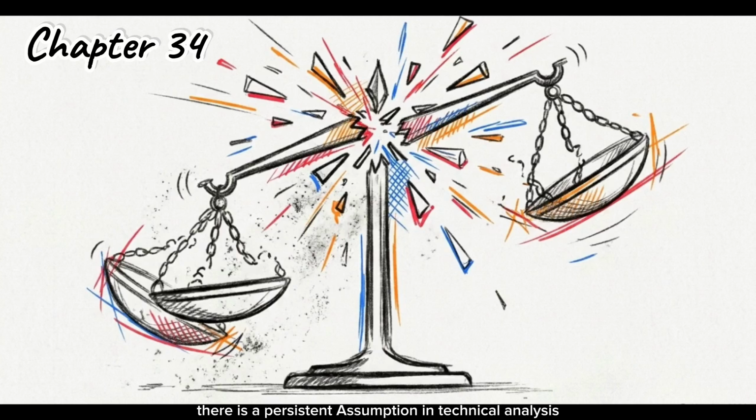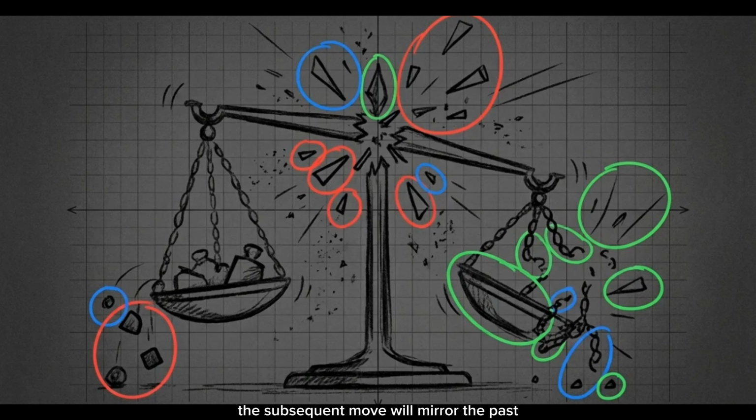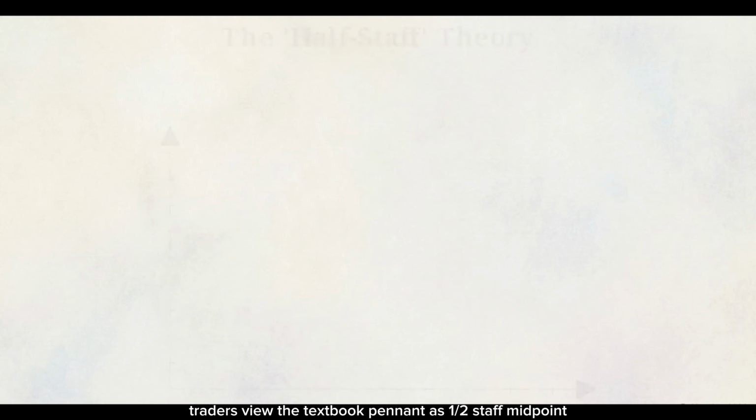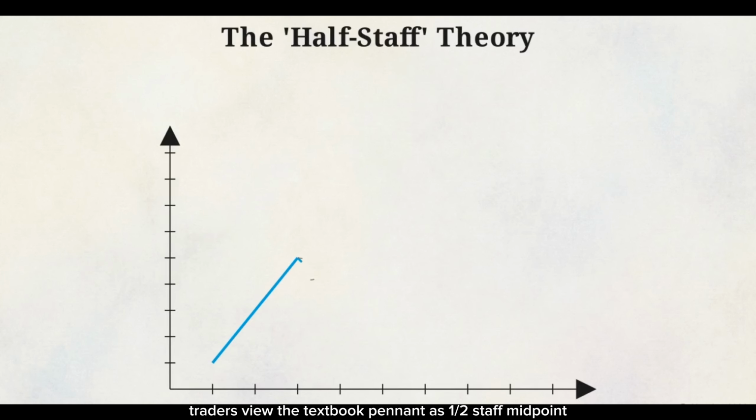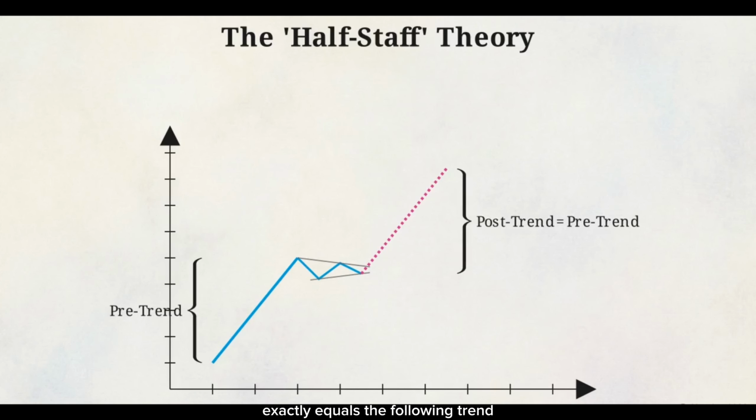There is a persistent assumption in technical analysis that symmetrical patterns yield symmetrical results, that if a price trend pauses in perfect geometric balance, the subsequent move will mirror the past. Traders view the textbook pennant as a half-staff midpoint, assuming the preceding trend exactly equals the following trend.